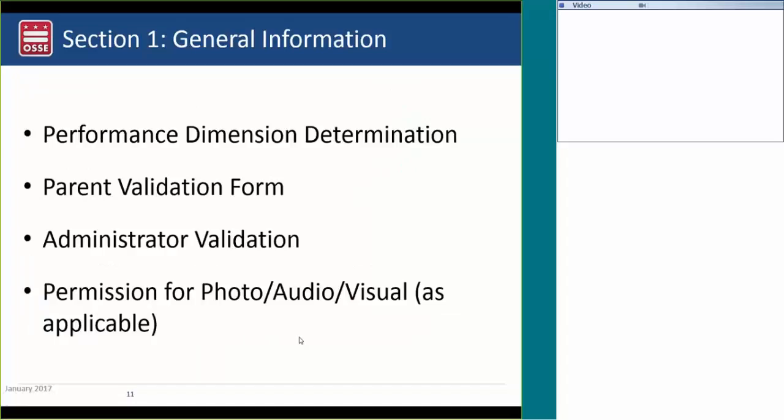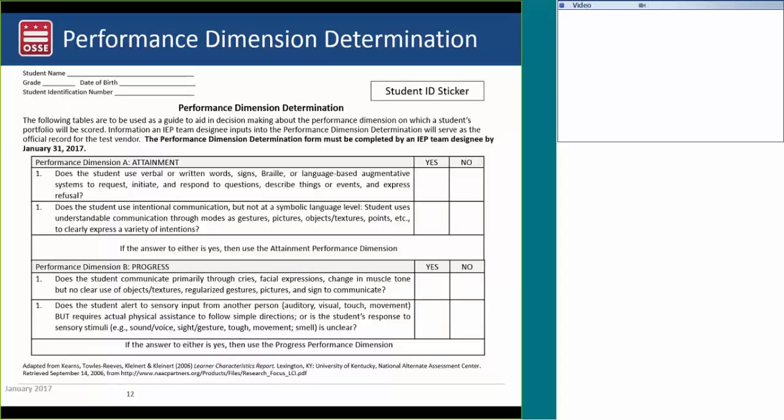These are the four forms. Okay, this is the performance dimension determination form. It can be found in Appendix A as in alpha of the procedures handbook. And if in fact one hasn't already been completed by the IEP team for this IEP cycle, an IEP team designee can fill this out, and it should be filled out by the end of the month. Has student demographic information here, and you will also be putting a student ID sticker on the upper right-hand corner of the performance dimension determination form.